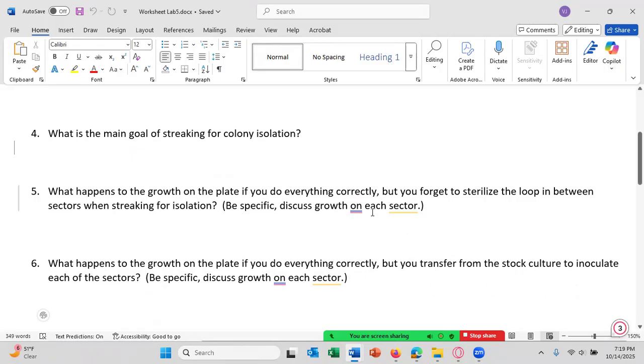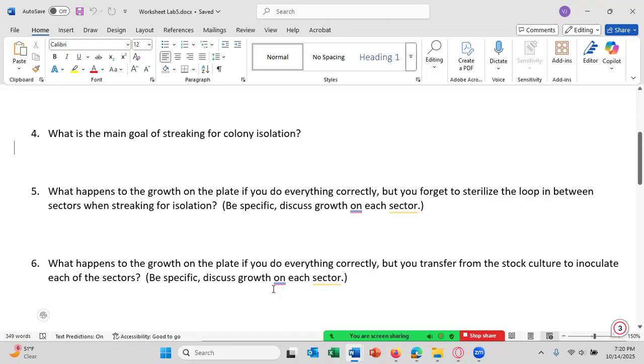So you normally sterilize the loop before you streak out sector 1. So that you do. However, you're not sterilizing the loop in between sectors 1 and 2, 2 and 3, and if you have a 4, sectors 3 and 4. Any question about question 5?